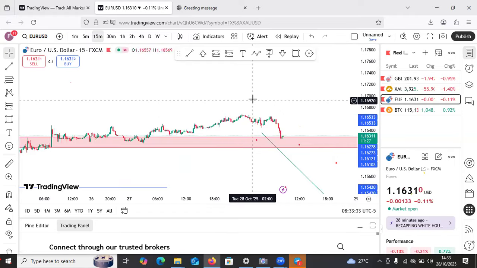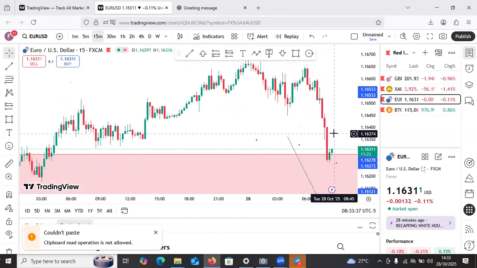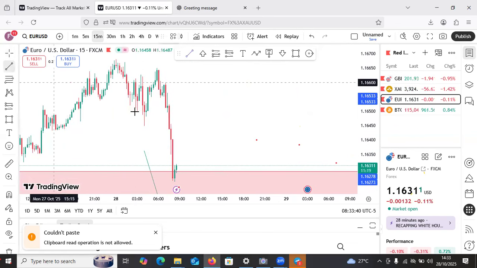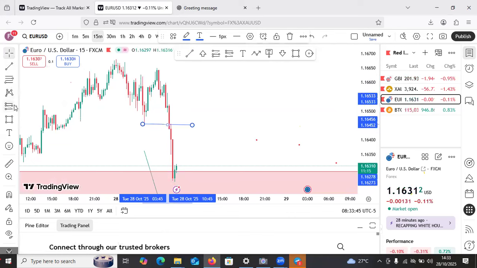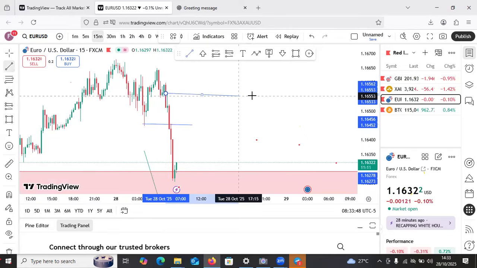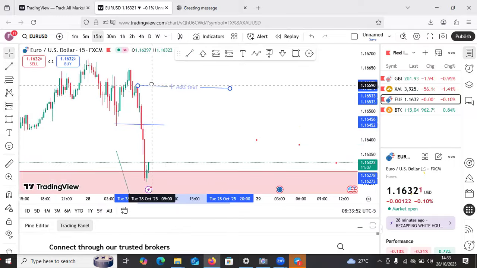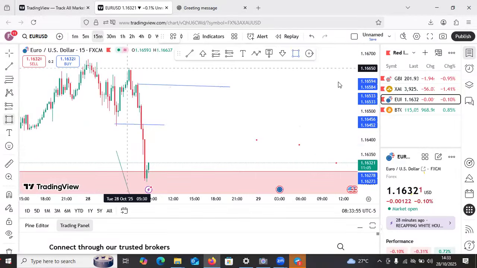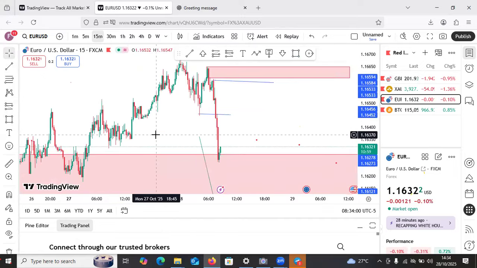Instead of buying EU, I focus more on selling. People will look out to buy EU now. But instead of buying, I prefer to do like this. This is a break of structure. This is a liquidity. And we say this is a liquidity. And this is our other block. I prefer to sell the market like this than to buy.